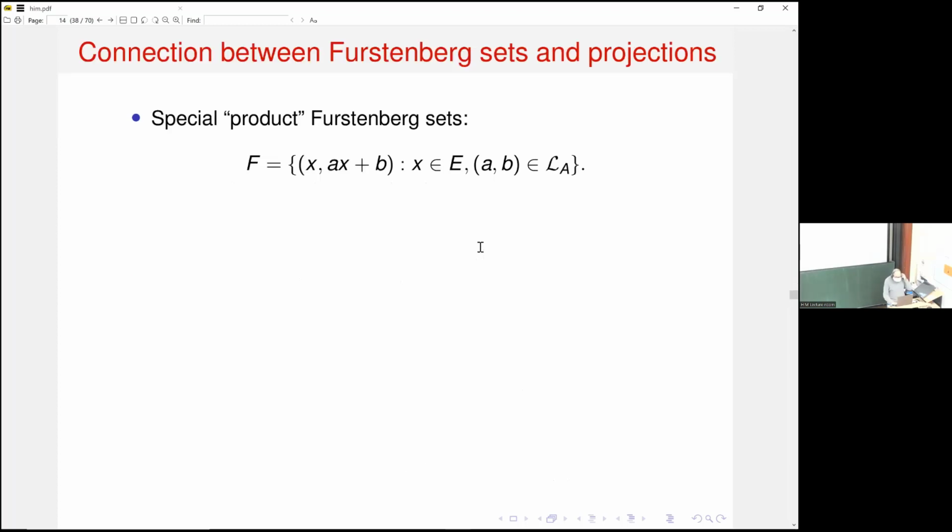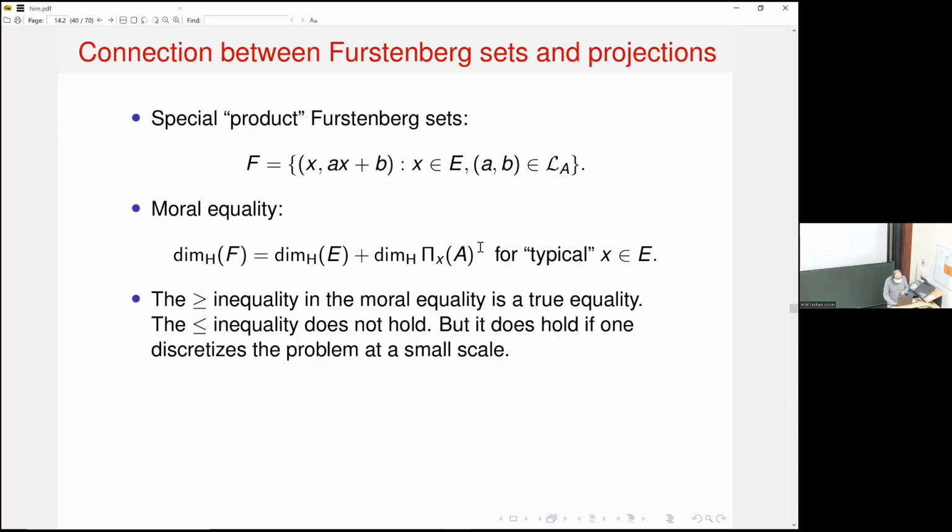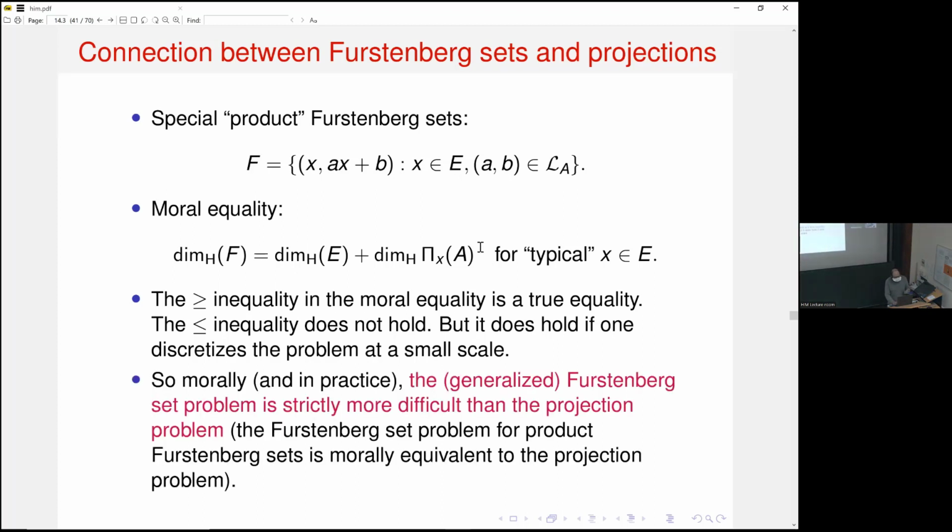So for this reason, okay, so this is again the definition and the moral equality. One inequality is actually true, the other is not true, but it is true if you discretize the problem at a fixed scale delta. So it's close enough to being true. So this moral equality is close enough to being true that morally and in practice, the Furstenberg set problem is at least as hard and often harder than the projection problem. The Furstenberg set problem for this very special class of Furstenberg sets is essentially equivalent to the projection problem. But there are many Furstenberg sets that do not have this projection structure.